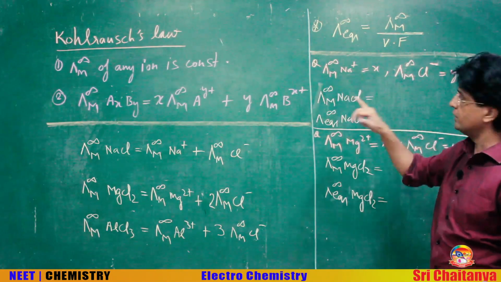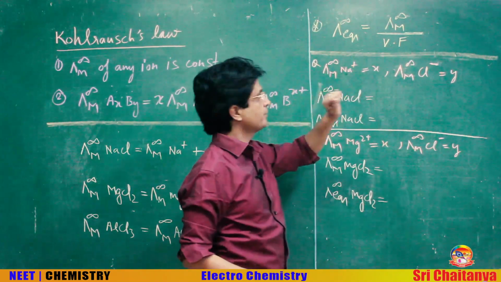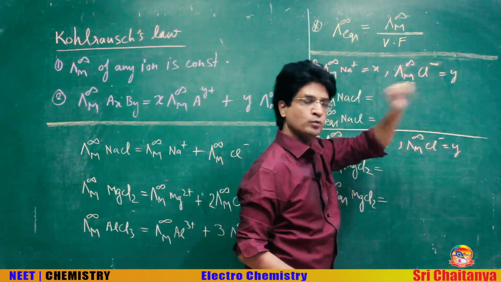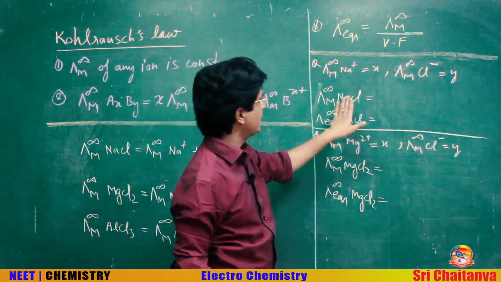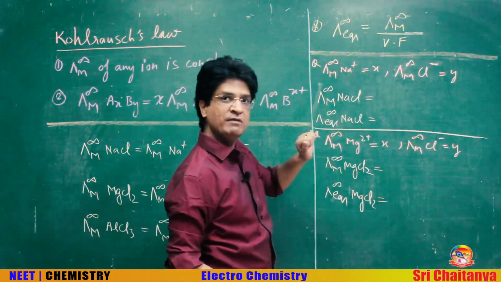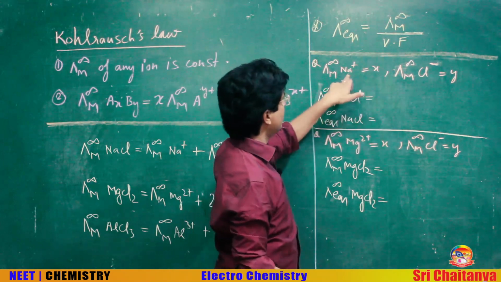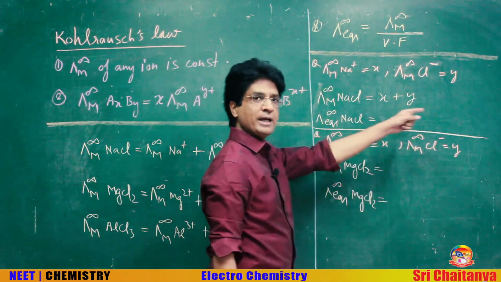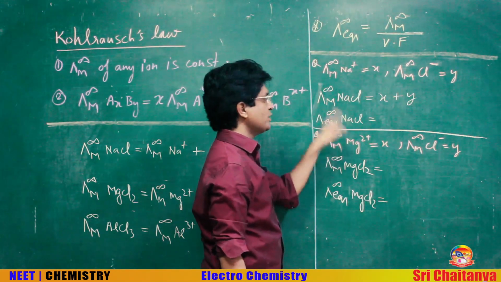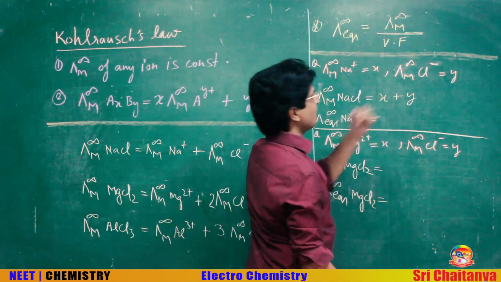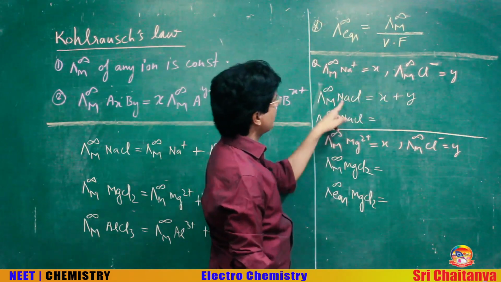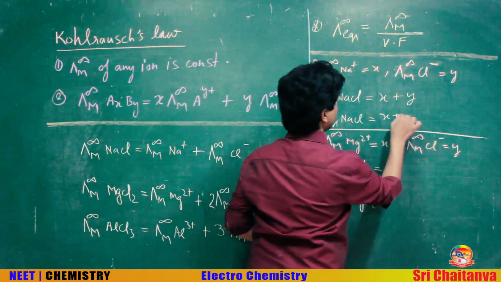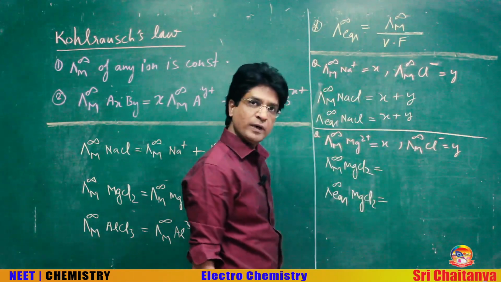There is a question: molar conductance of Na plus is equal to X. This is given. Molar conductance of Cl ions is equal to Y. They are asking you to find the molar conductance of NaCl. Now the molar conductance of NaCl will be what? The conductance because of the Na plus and Cl ions, which is given as X and Y. So the answer will be X plus Y. Equivalent conductance of NaCl they are asking. That will be the molar conductance of NaCl divided by the valency factor. Valency factor of NaCl is what? 1, because we have got 1 positive or 1 negative charge. So this will be X plus Y divided by 1, or simply X plus Y.